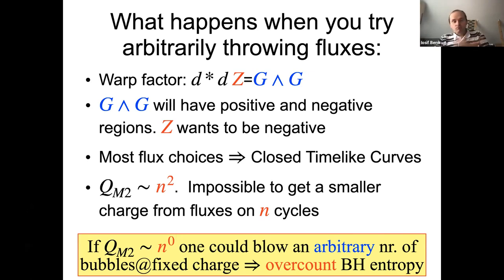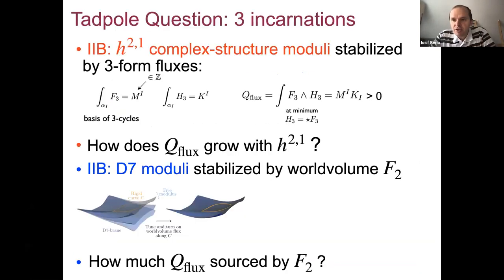Now, you can ask this type of question in flux compactification in three incarnations. Incarnation number one, in type IIB, I have h21 complex structure moduli stabilized by three-form fluxes. There's a question of how much Q is in the fluxes. You have F3, you have H3, and then basically there's a Q in the flux. And the question is, how does Q in the fluxes grow with h21?